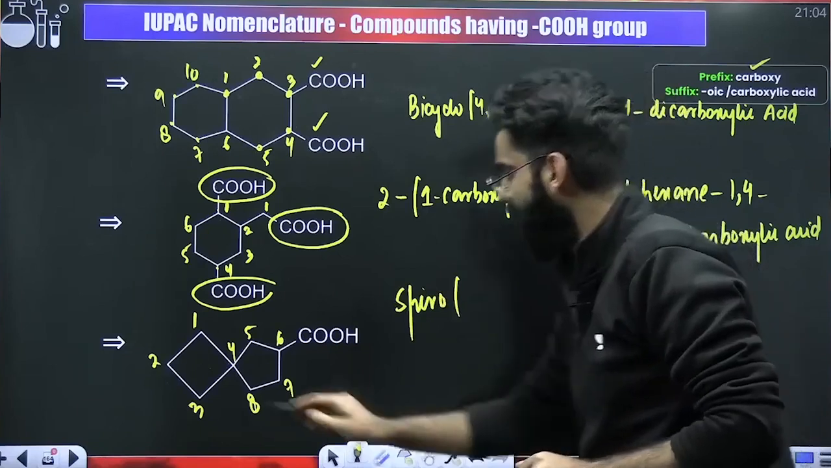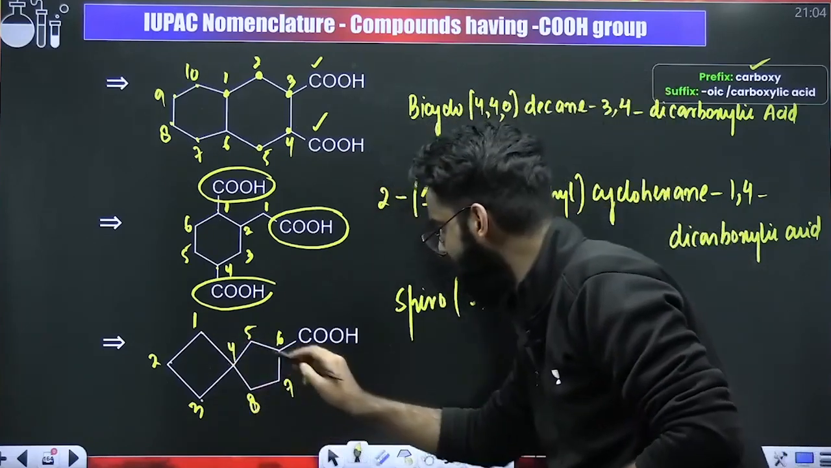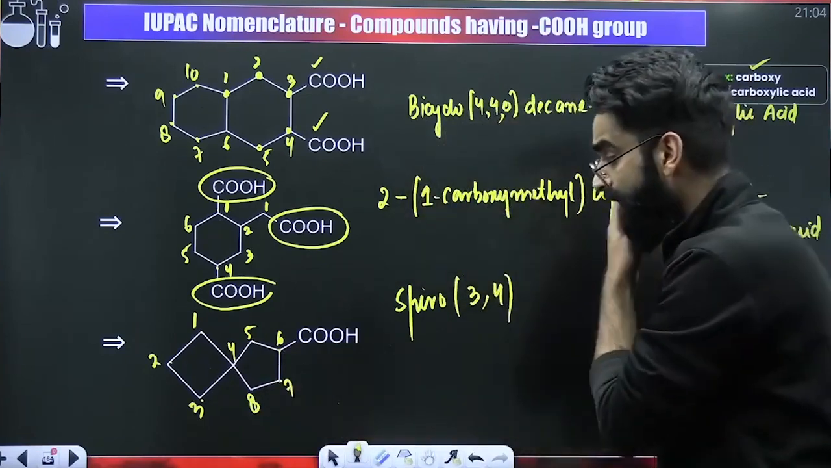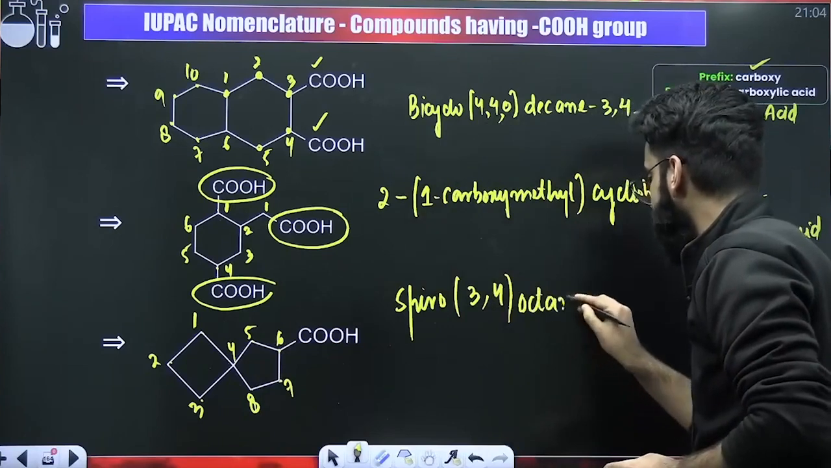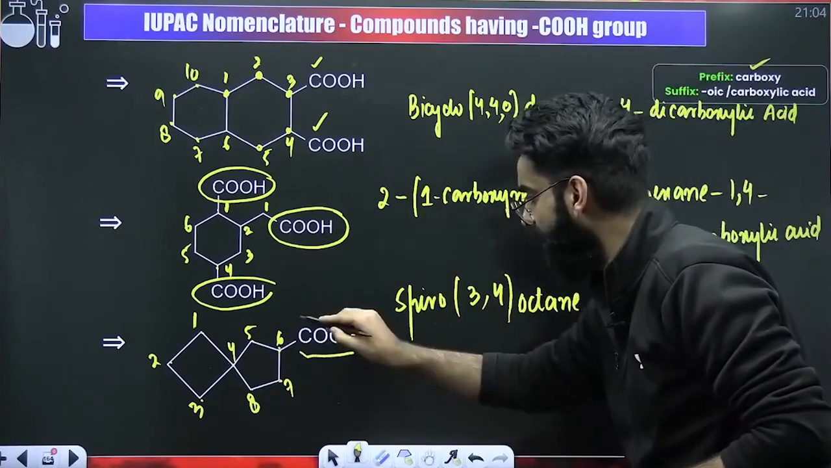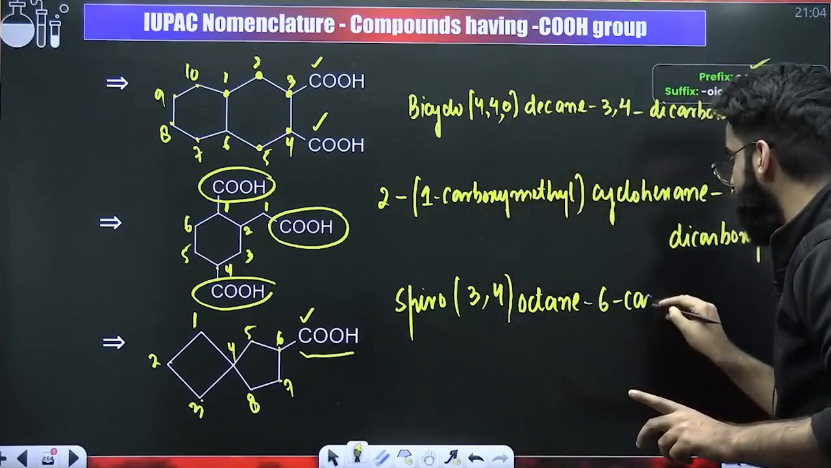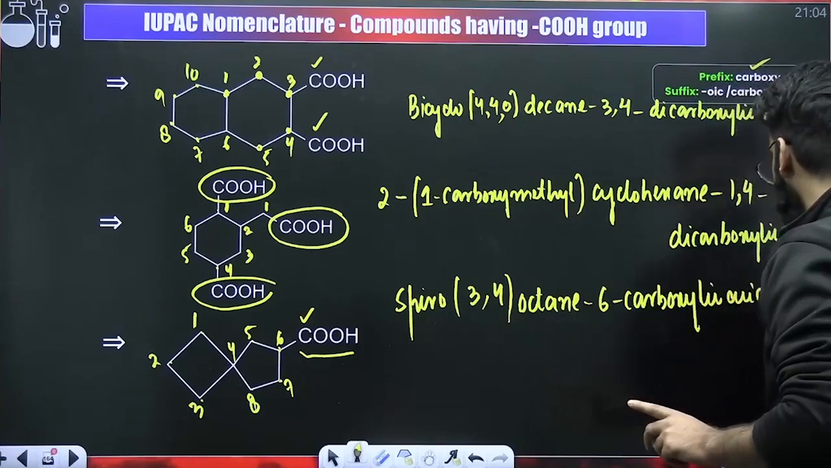In the smaller size ring, 1, 2, 3, 3 carbon atoms. In the larger size ring, 1, 2, 3, 4, 4 carbon atoms. So 3, 4. In the chain, there are 8 carbon atoms. So it's oct. Everywhere it's a single bond, so it's octane. At carbon number 6, there is a carboxylic acid. Carbon of the carboxylic acid is not the part of main chain. So it is 6-carboxylic acid. I believe this is clear.